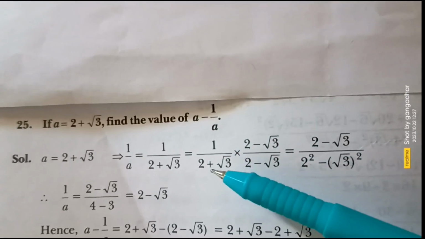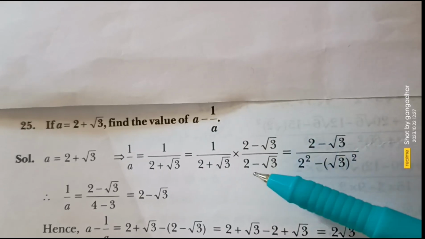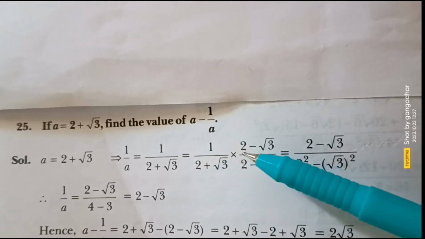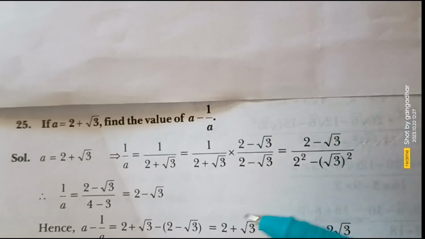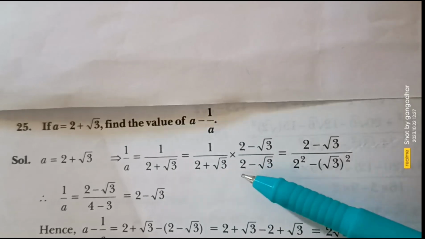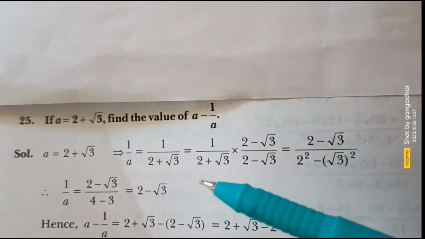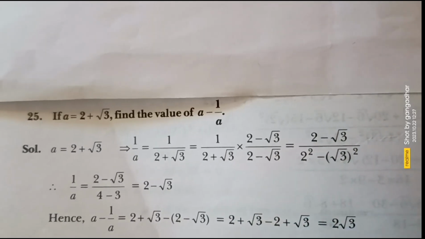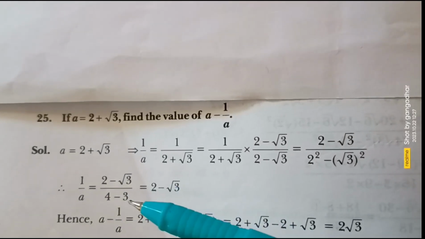When we rationalize, positive becomes negative. 2 minus root 3 over 2 minus root 3. 2 times 1, 2 minus root 3 times 1 means we get 2 minus root 3 only. 2 times 2, 2 square, plus into minus, minus, root 3 times root 3, root 3 whole square. Therefore, 1 by a is equal to 2 minus root 3.